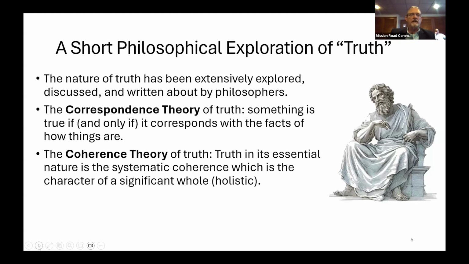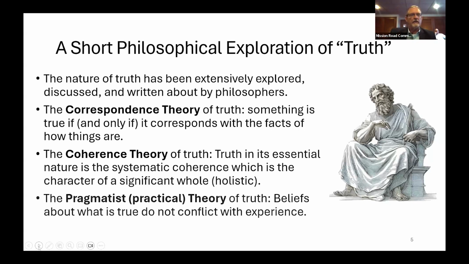And then there's the coherence theory of truth. Truth in its essential nature is a systematic coherence, which is the character of a significant whole. So truth has to be holistic. All of the things which are true have to be somehow connected because they're true. And then this one is probably the more recent: the pragmatist or practical theory of truth. It says that beliefs about what is true do not conflict with our experience. So there has to be harmony between what we experience in life and what is reality. It's a very practical way of looking at truth.